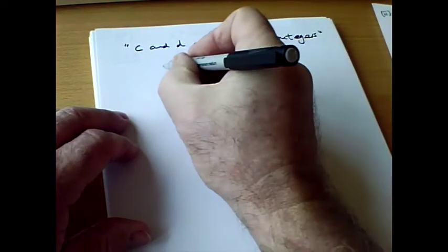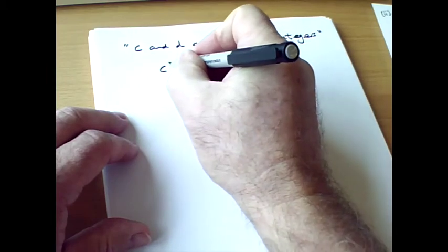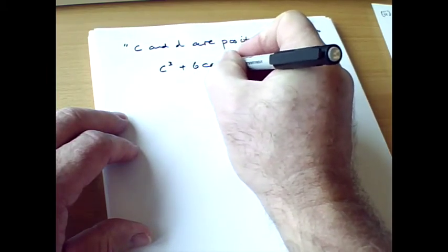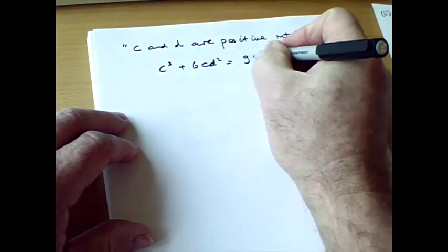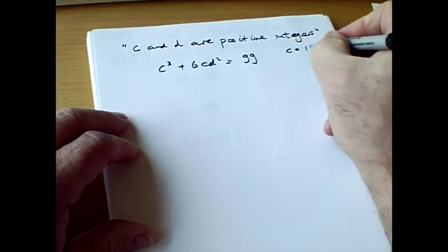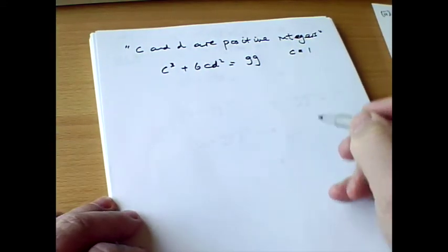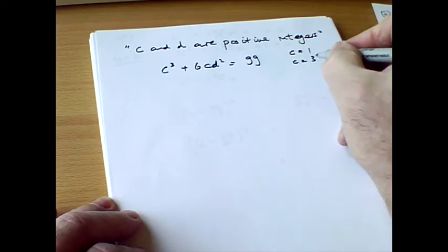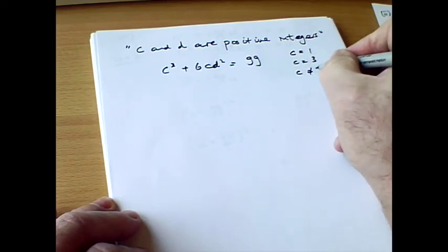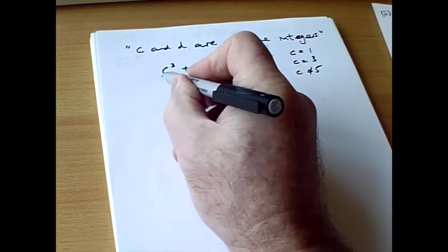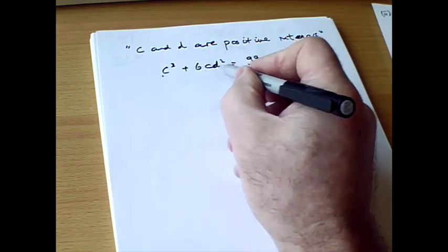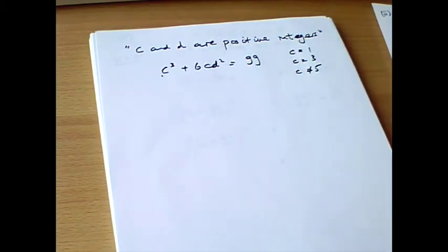So I'm looking at c cubed plus 6cd squared equal to 99. C is an odd number. It could be 1, it could be 3, it couldn't be 5 because 125 plus a positive number can't be equal to 99. C can only be 1 or 3, and that makes this solution a lot easier.